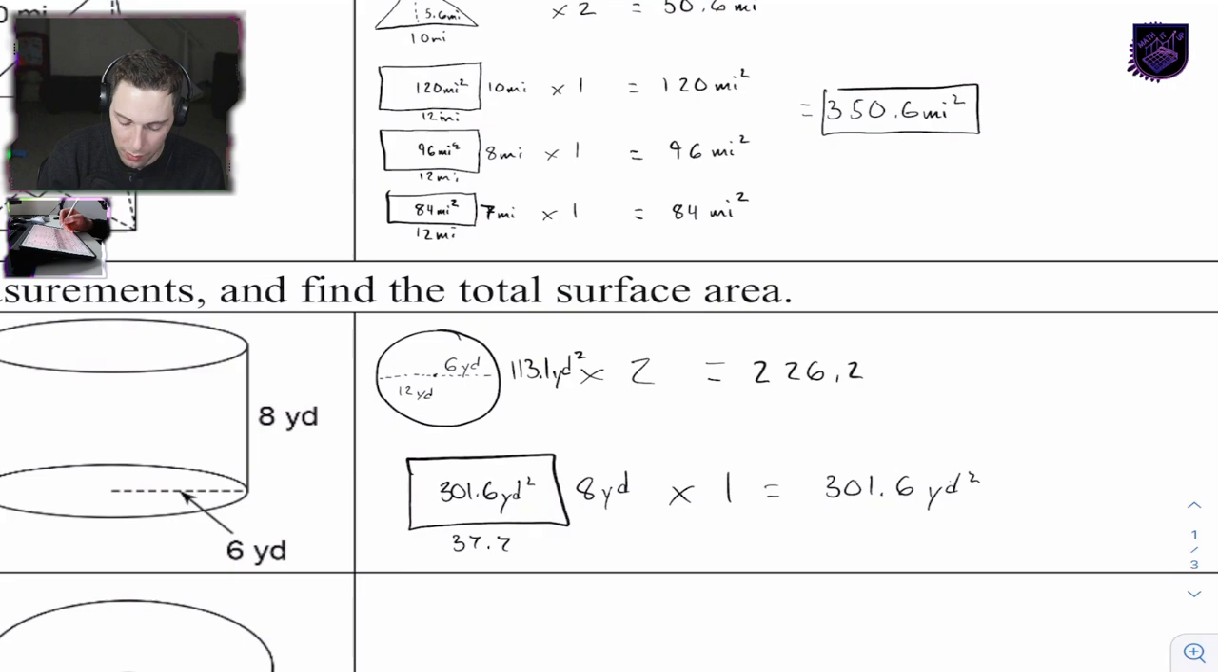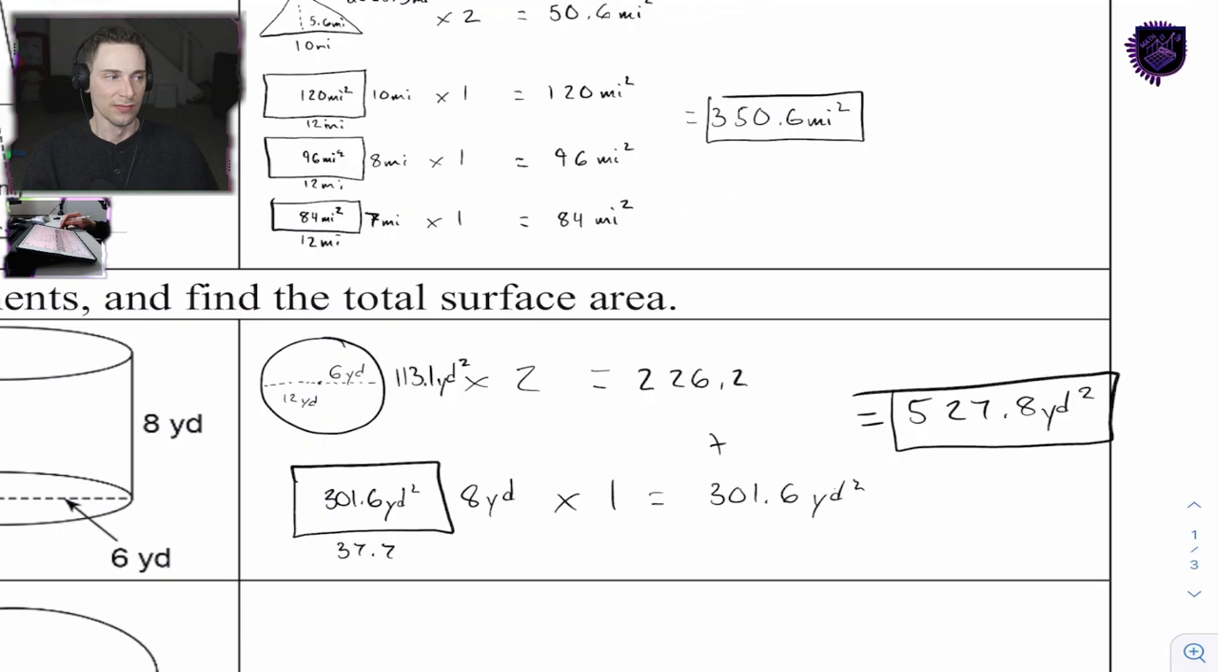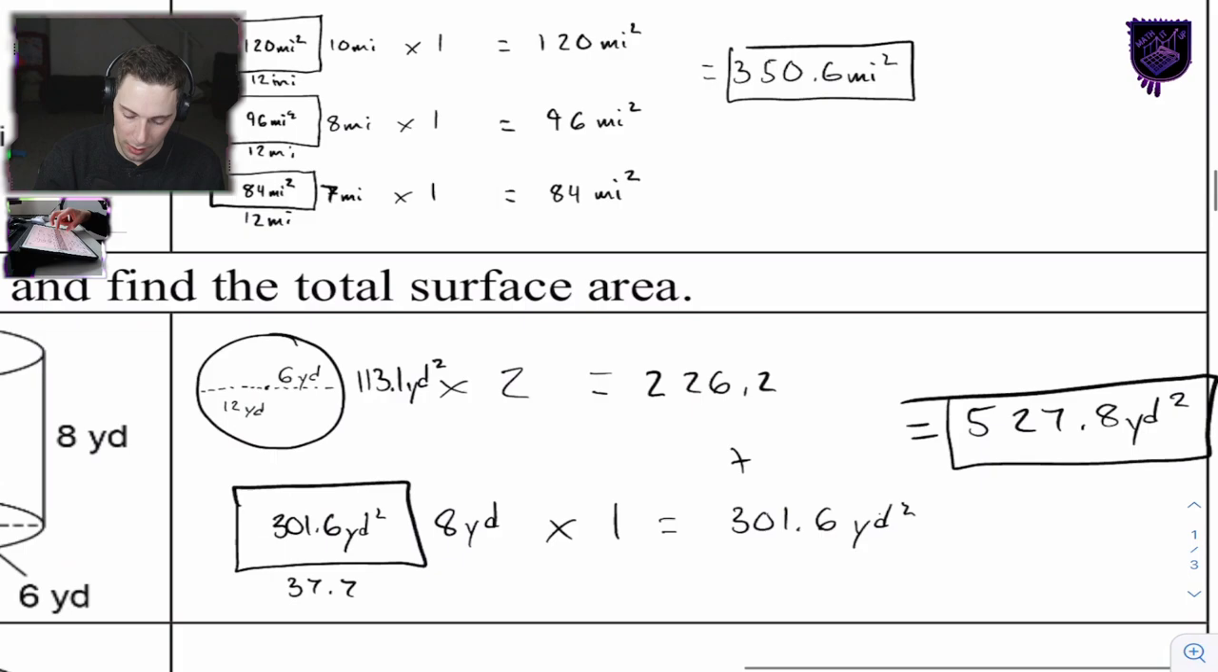Let me add those two together. We're going to get about 527.8 yards squared, and we should be closer this time because we used the pi button, which will be slightly more accurate. 5B, 527.8. Yeah, 527.8 on the button. Okay, let's see.